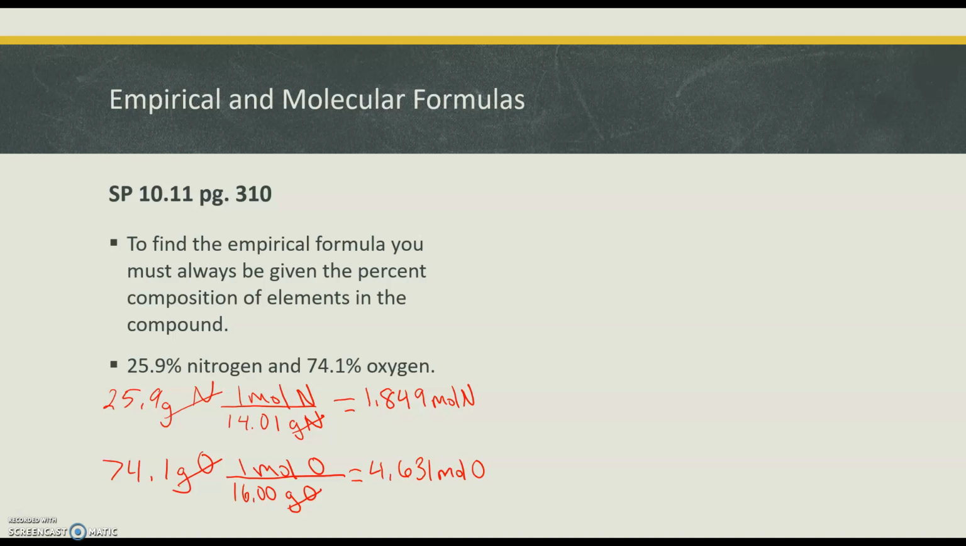Because empirical formulas are the simplest whole number ratio, we have to get to a whole number. These two are not whole numbers, they're decimals. So to solve this, we are going to divide by our smallest number. In this case, we're going to divide by 1.849. At the top, this will give us 1 mole of nitrogen. At the bottom, this gives us 2.5 moles of oxygen.